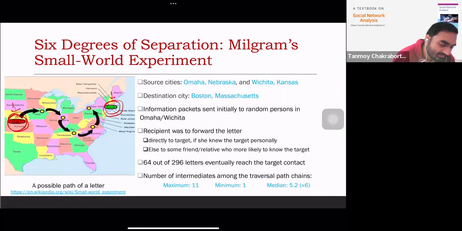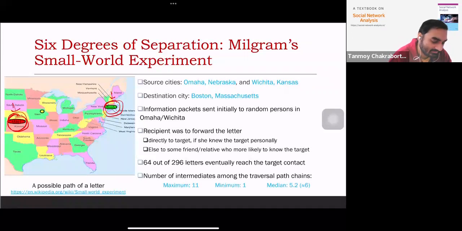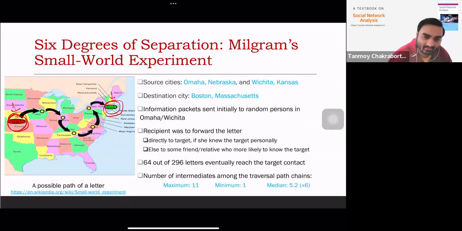Okay, so each letter had the following details: the purpose of the study, right, and some basic information about the destination. Now each sender was asked whether the sender knows the destination, right? If the sender directly knows the destination, then he or she can directly send the letter. But if the sender doesn't know the destination, then the sender was asked to send the letter to her friend or relative who the sender believed knew the destination.